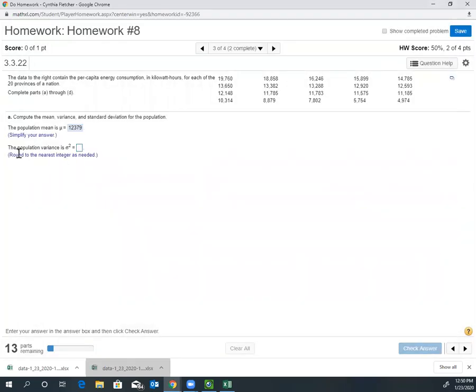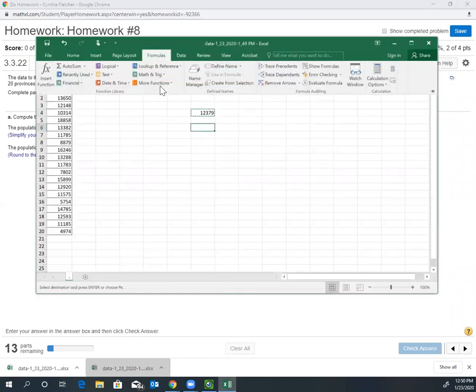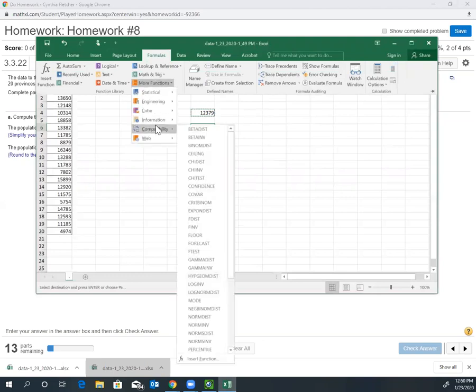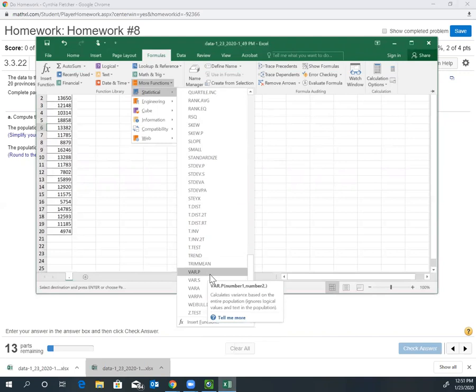For the population variance, back to my Excel sheet, I'm going to go to formulas, more functions, and we're looking for population variance. So I'm going to scroll all the way down to VAR.P, variance population, calculates the variance between, okay, that's what we want.